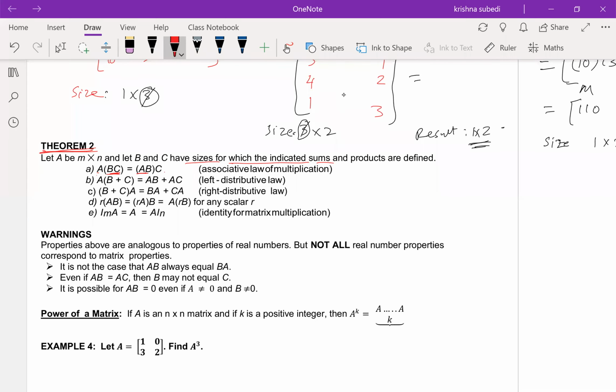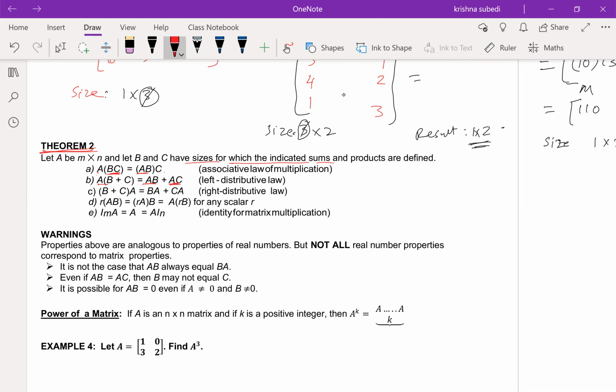Matrix multiplication also has the left distributive law. If you distribute this A to B and A to C, then they are equal. You first find the sum of B and C and multiply with A, or you multiply A and B first and add the product of A and C, then you get the same result.